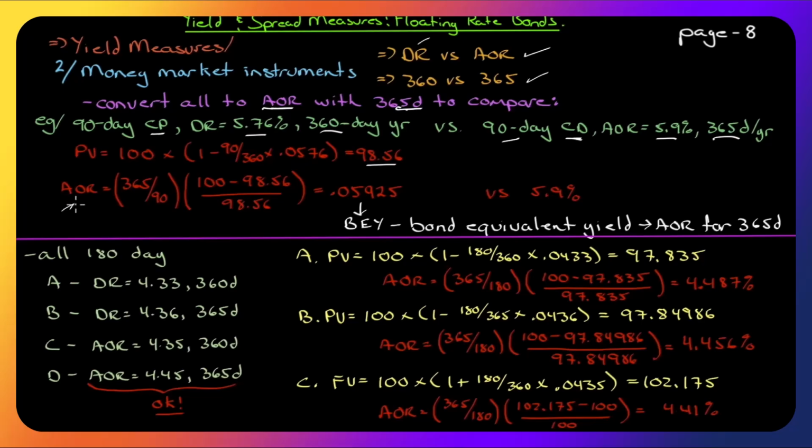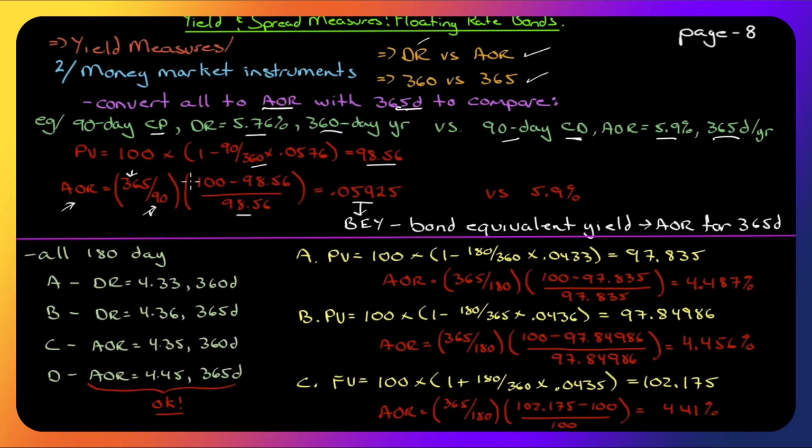Now let's convert it to an add-on rate. To convert it to an add-on rate, all we do is plug in what we need: 365 over 90. Notice when we calculate the present value, we use 360 days, but to turn it into an add-on rate, look at our numerator. We're going to use 365. So it's 365 over 90. That's the periodicity. 100 minus 98.56 over 98.56 gives us 0.05925. So 5.925 versus 5.9.